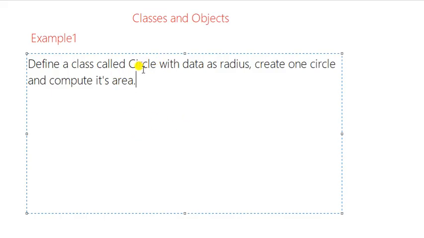So we need to represent a circle as an object. To represent it as an object, I must define a class circle. But what should be the data member? What should be the data type? The class circle has a, there is a class.